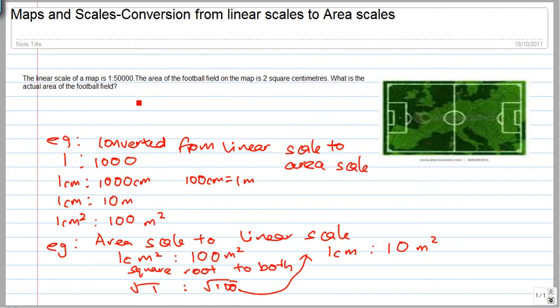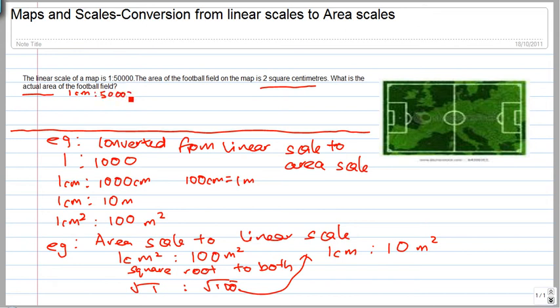Alright, so let us attempt this question here. The linear scale is 1:50,000. The area of the football field on the map is 2 square centimeters. What is the actual area of the football field? Alright, so let me have a line to demarcate the question here. Since it is 1:50,000, I can also say 1 centimeter is equal to 50,000 centimeters. Okay, 1 cm is to 500 meters. 1 cm is to 0.5 km, isn't it? 500 divided by 1,000, I get 0.5.